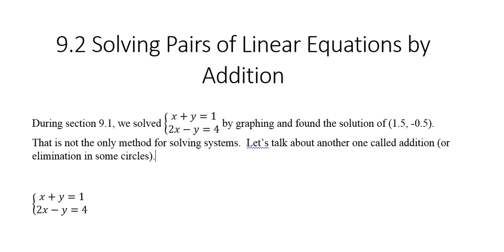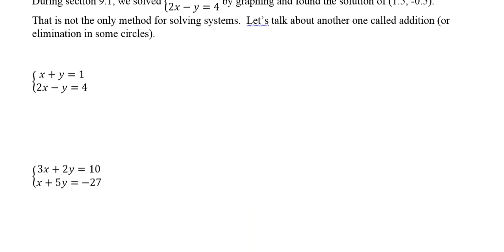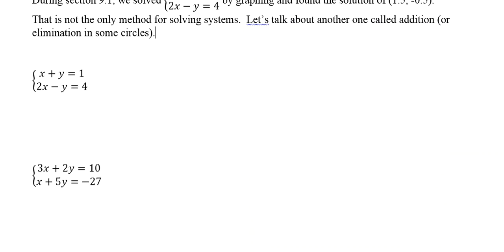So in the first section, we solved the system x plus y equals 1, 2x minus y equals 4. We graphed it, we found out where they intersected, and we found the point of 1.5 and negative 0.5. So we're going to do it with the second method this time, and the idea here in this method is you want to line up your variables. So you can see the way I have it written, your x's are lined up, your y's are lined up, equals are lined up, and your constants lined up.